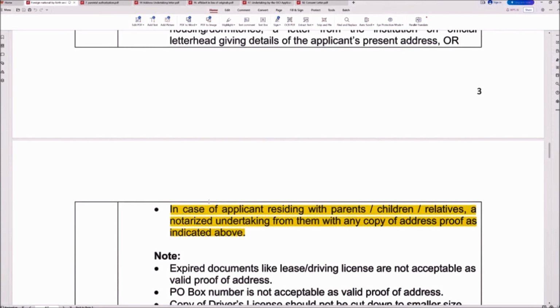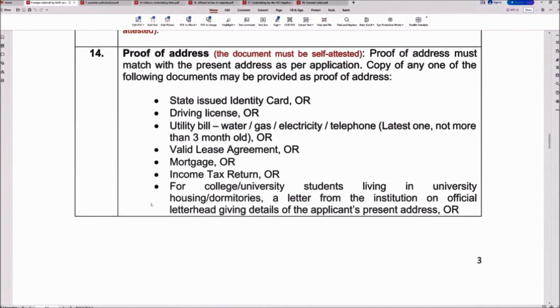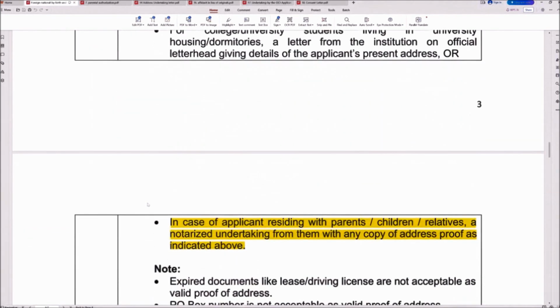So I will be showing you the notarized undertaking form, but first of all try to understand this. Now if the proof of address has both the names of parents, father and mother, then both of them need to sign at the bottom of the photocopy page. If only one name is present, so if it is father's driving license, then the father needs to sign at the bottom of the driving license copy. So that needs to be done. And after that you need to provide a notarized undertaking.